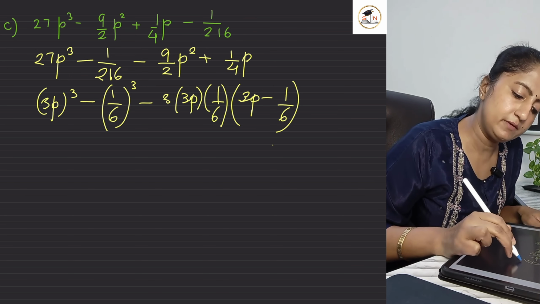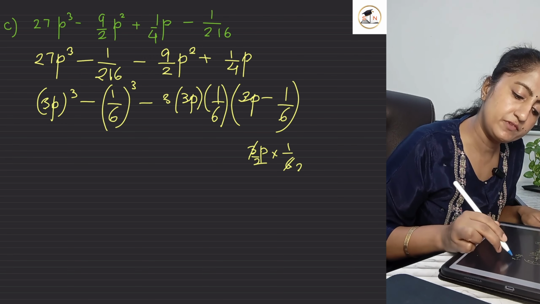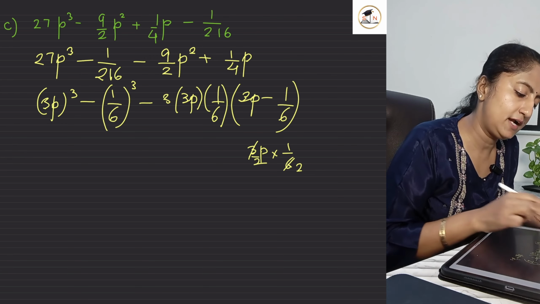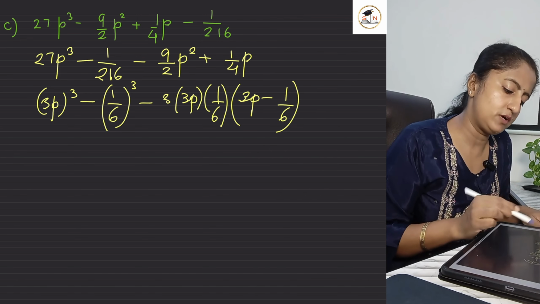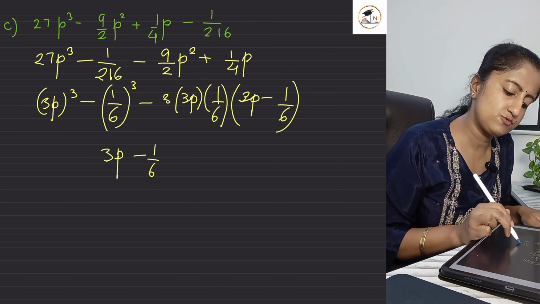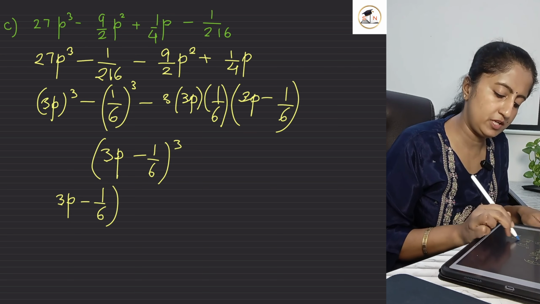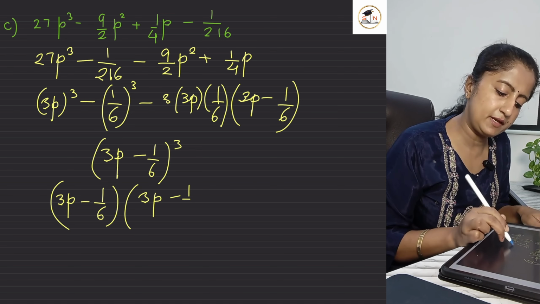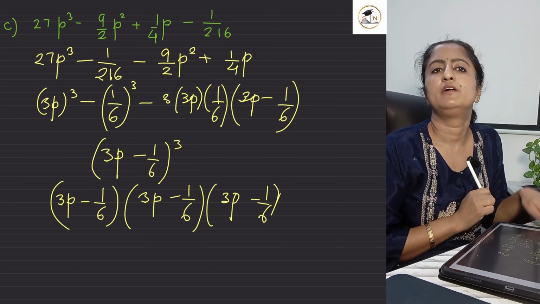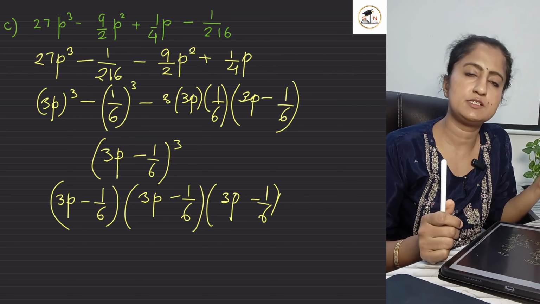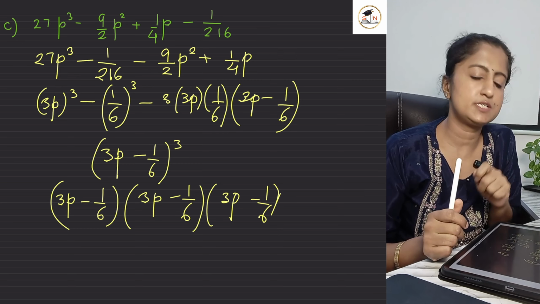I'll write it down over here. We had 3p by 2 into 1 by 6. What does that give you? p by 4, right? So we had p by 4 over here. Yes, and that helps us to verify. So what are we getting? 3p minus 1 by 6 whole cube. And that leaves us with your final answer of 3p minus 1 by 6, 3p minus 1 by 6, and the last 3p minus 1 by 6. Right? We are done with expansions, evaluate, and factorization. And as I promised, there are some special questions at the end.